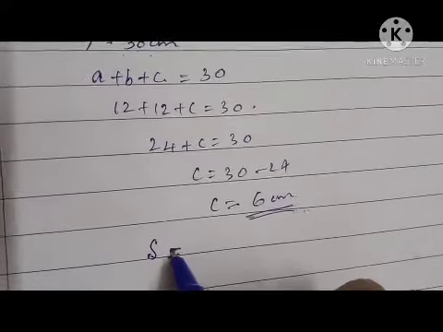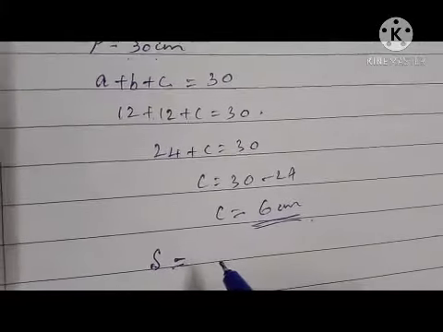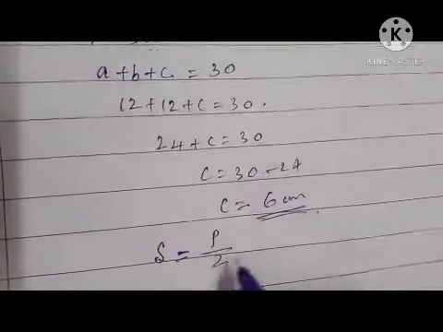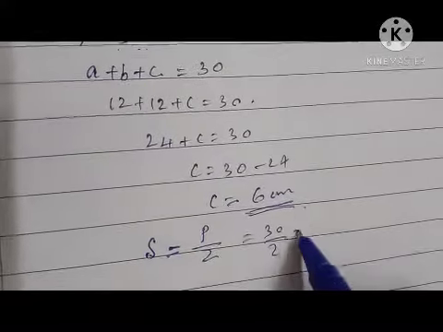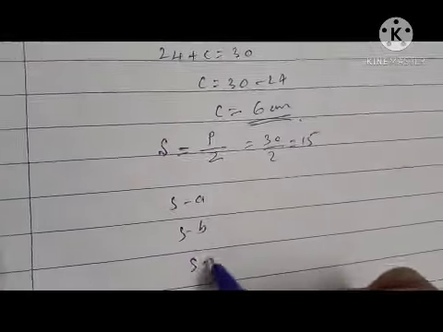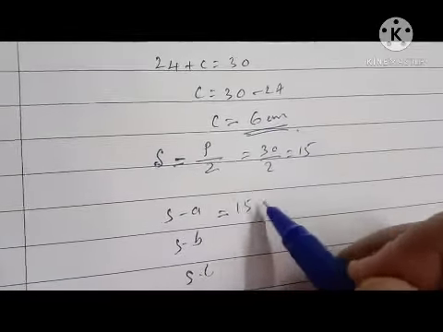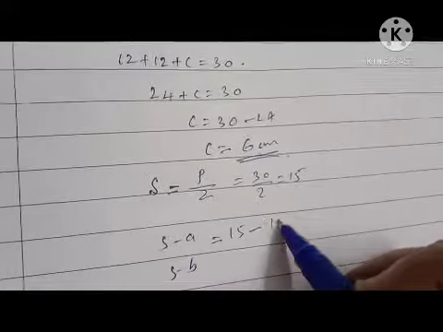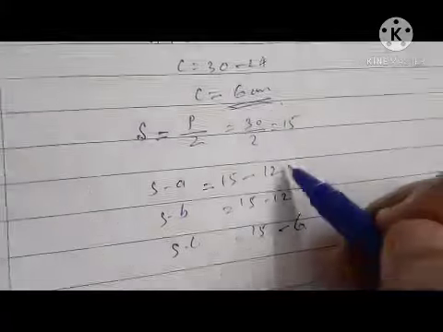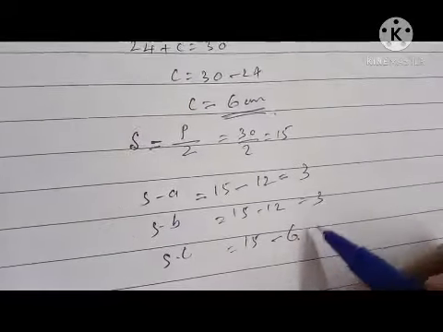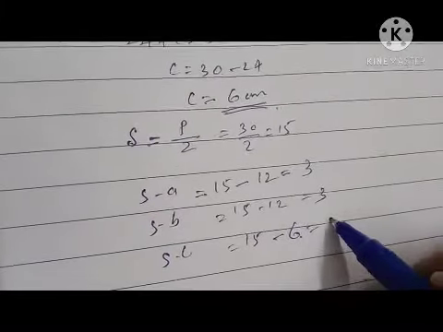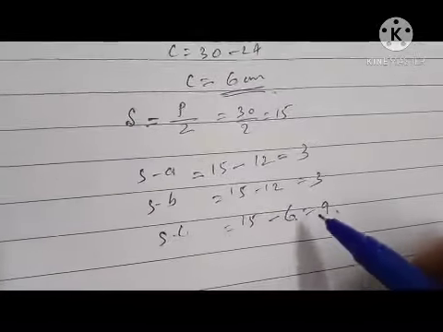Then S we have to find. S means perimeter by 2, A plus B plus C by 2 or perimeter by 2. Here perimeter is given directly, so we can use P by 2. That is equal 30 by 2 equal 15. Then we have to find S minus A, S minus B and S minus C. That is equal 15 minus 12, 15 minus 12, 15 minus 6. 15 minus 12, 3. This is also 3. 15 minus 6 is 9.